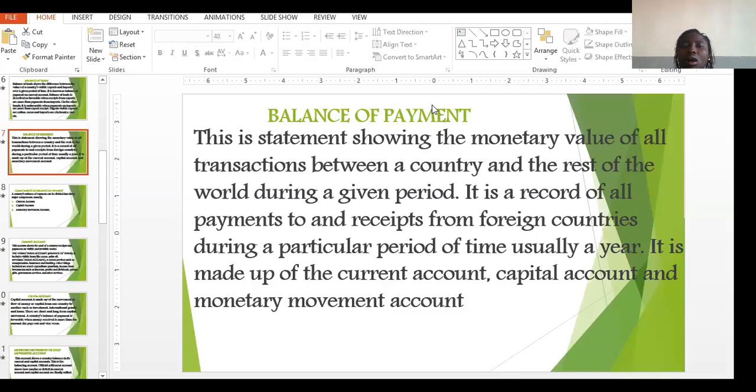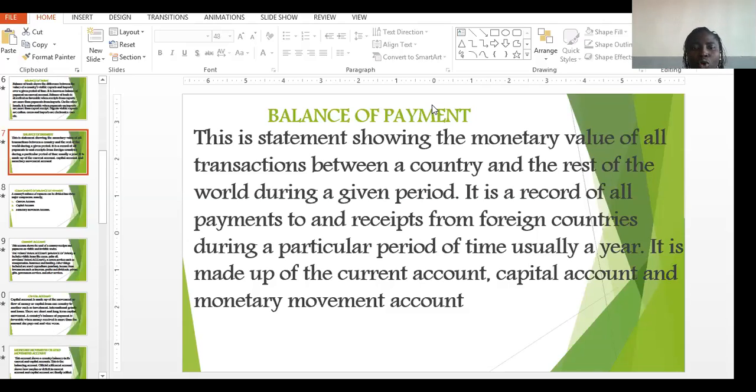It is a record of all payments to and received from foreign countries during a particular period of time, usually a year. It is made up of current accounts, capital accounts, and monetary movement accounts. Balance of payments is just showing the summary of the transactions that have taken place between one country and the rest of the world. And the word payment is used for import, while receipt is used for export.